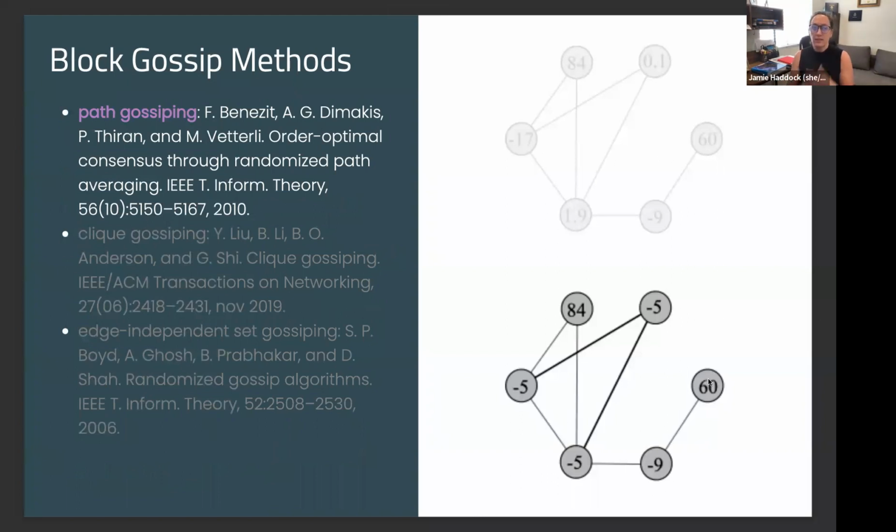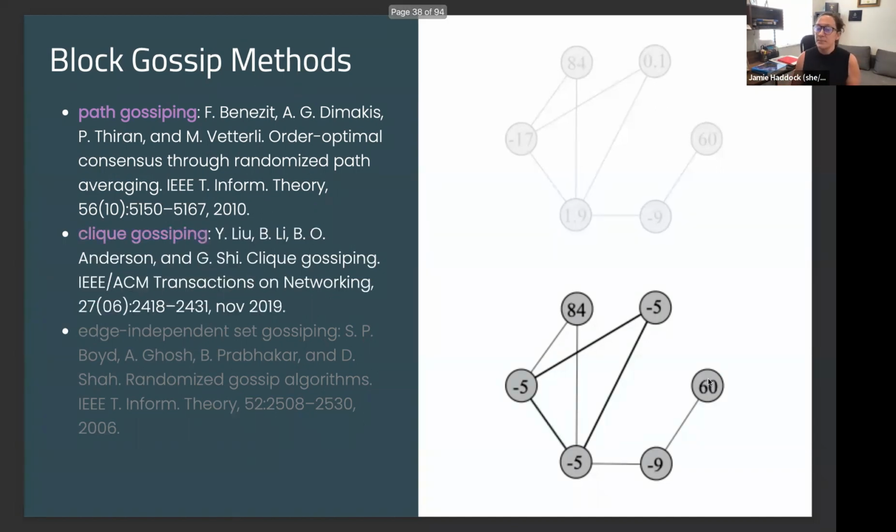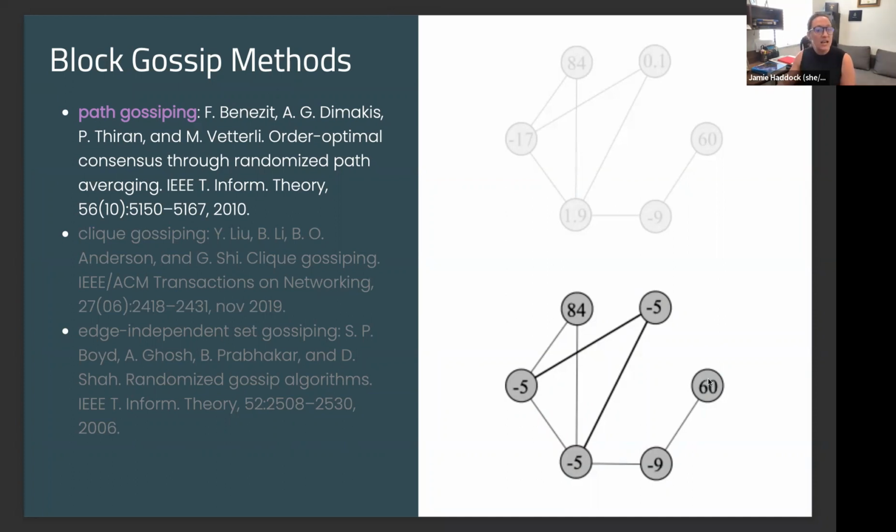So the block gossip methods are a big family of methods, and there are a few that have popped up that we'll focus on because our analysis applies. That is path gossiping. This is where the block of edges that are activated in each iteration is a single path through some subset of nodes. There is clique gossiping. The picture is changing here; I don't think you can see it, but we've got path, where the three nodes are connected by these two bolded edges. Clique gossiping is where the block of edges activated in each iteration is some clique. Here you can see it's the triangle on these three nodes.